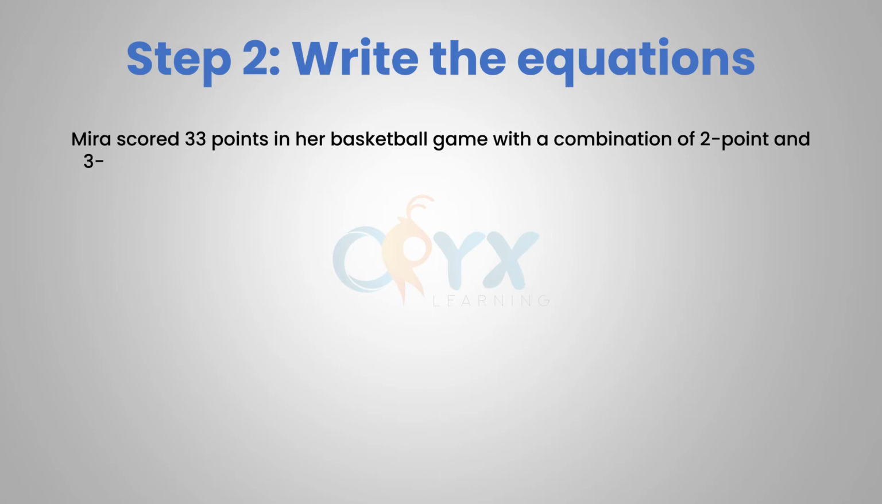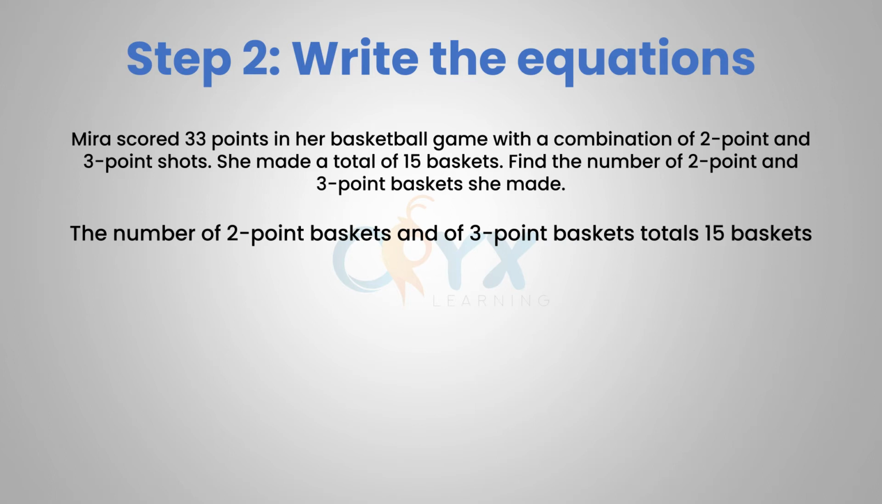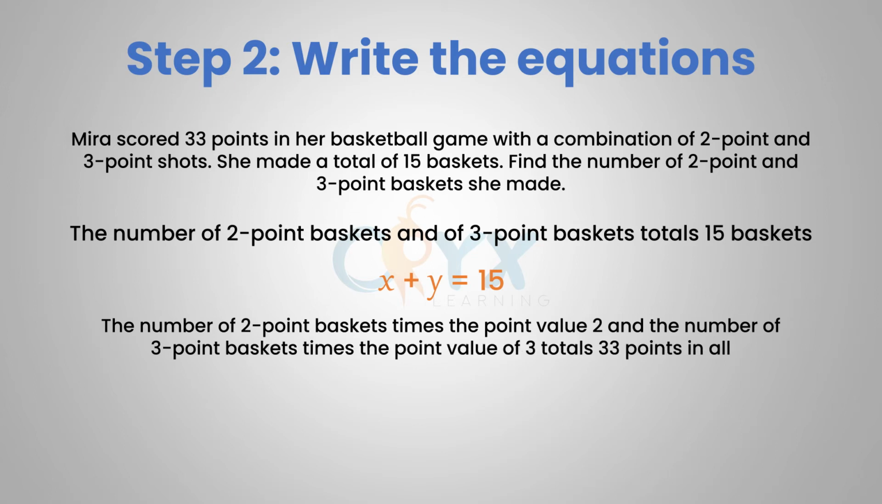Next, we need to write the equations. The number of 2-point baskets and of 3-point baskets totals 15 baskets. Therefore, x plus y equals 15. The number of 2-point baskets times the point value of 2 and the number of 3-point baskets times the point value of 3 totals 33 points in all. Therefore, we can come up with the equation 2x plus 3y equals 33.